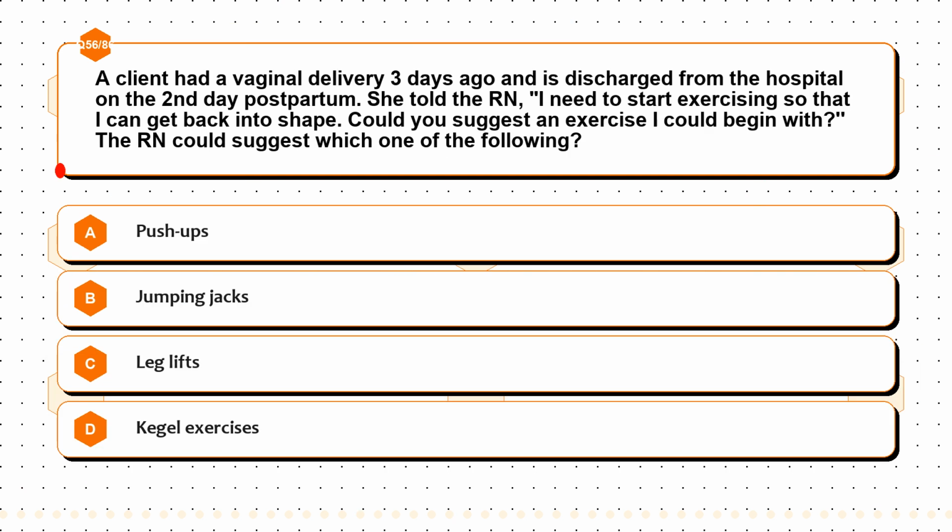Question 56. A client had a vaginal delivery 3 days ago and is discharged from the hospital on the second day postpartum. She told the RN, "I need to start exercising so that I can get back into shape. Could you suggest an exercise I could begin with?" The RN could suggest which one of the following. Here are the options. Option A, push-ups. Option B, jumping jacks. Option C, leg lifts. Option D, Kegel exercises.